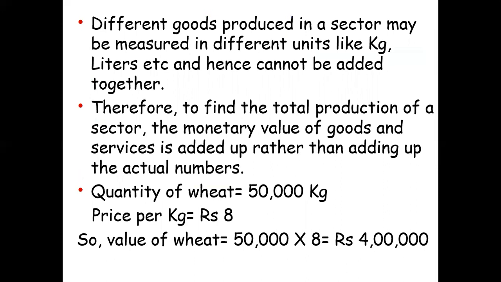Now, different goods produced in a sector may be measured in different units like kg, liters, and so you cannot add them together. So to find the total production of a sector, the monetary value of the goods and services is added up rather than the actual numbers. Okay, so the value of wheat over here will be 4 lakh rupees because it's 50,000 kgs at 8 rupees per kg.